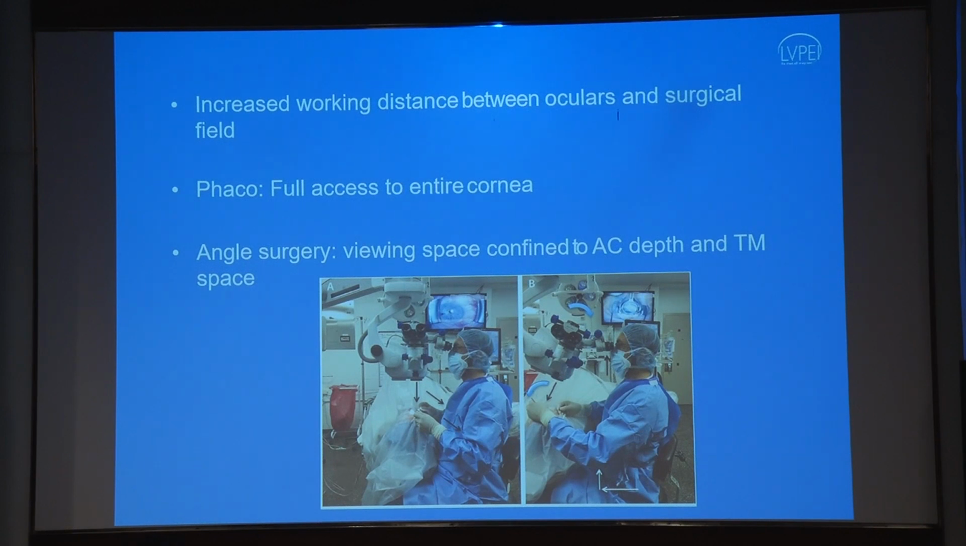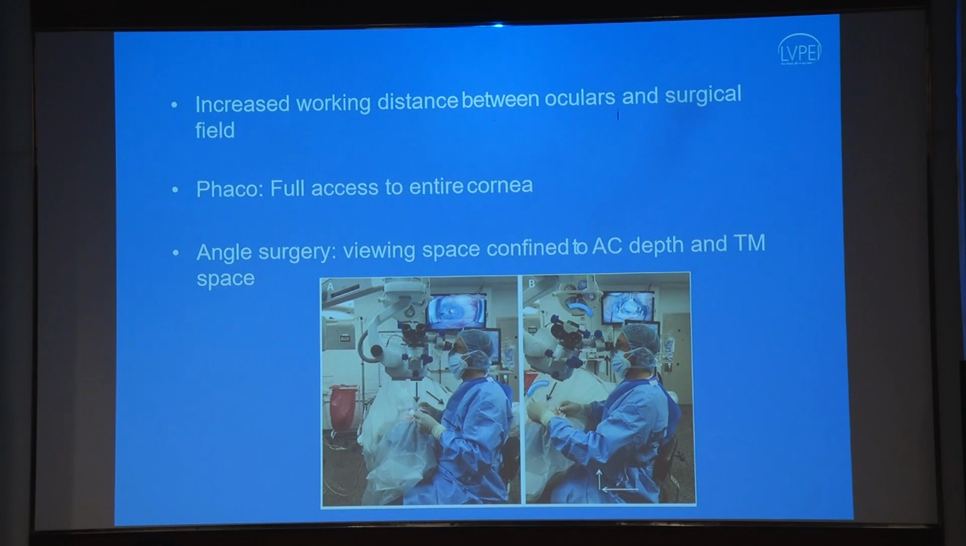As compared to normal phacoemulsification, in MIGS procedure there is an increased working distance between the oculus and the surgical field. Like in this image, on the left-hand side, the A image is of phacoemulsification, whereas the B image is of doing a MIGS procedure, where the surgeon is sitting temporal, but since the eye is rotated away from the surgeon and the microscope is rotated towards the surgeon, you get an increased working distance.